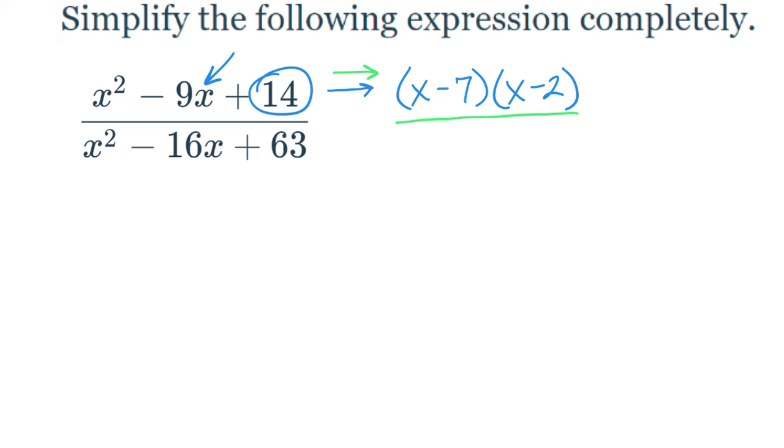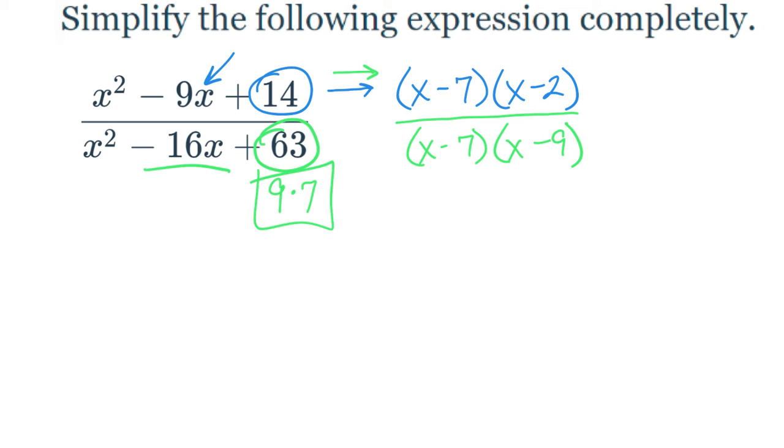All right, moving on to the next one, we need the factors of 63 that can become 16. So the factors of 63, that one would be 9 and 7. 9 and 7 is a way that we can get 16 if both of the numbers are negative. So I'm going to write x minus 7, x minus 9.